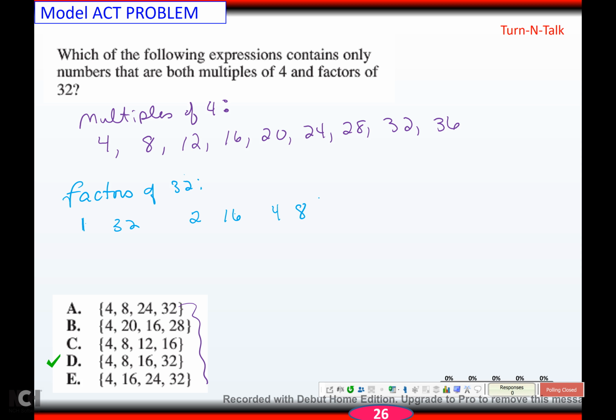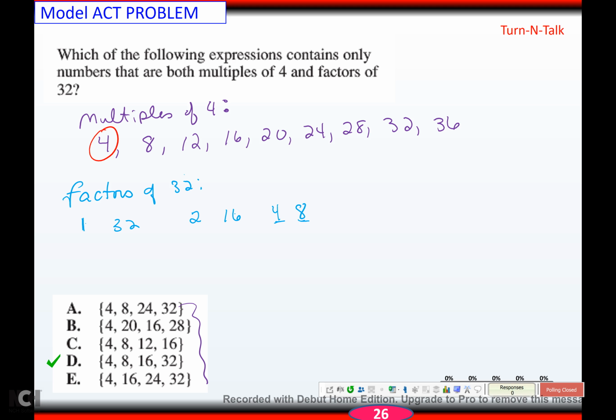32 divided by 5 is a decimal. 32 divided by 6 is a decimal. 32 divided by 7 is a decimal, and 32 divided by 8 is 4. And once you start repeating, you know you've got them all. So you're looking for the ones that they have in common.